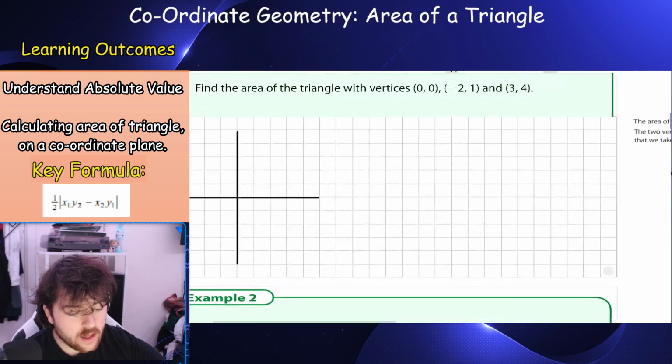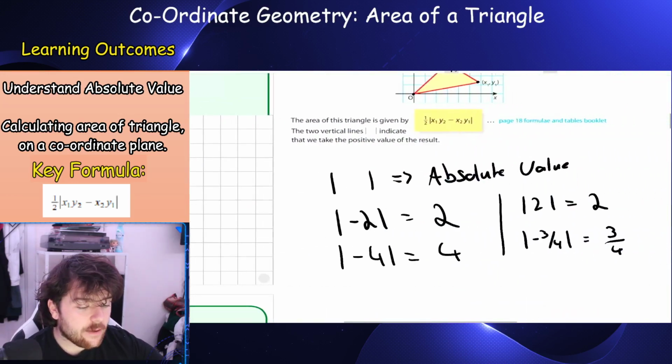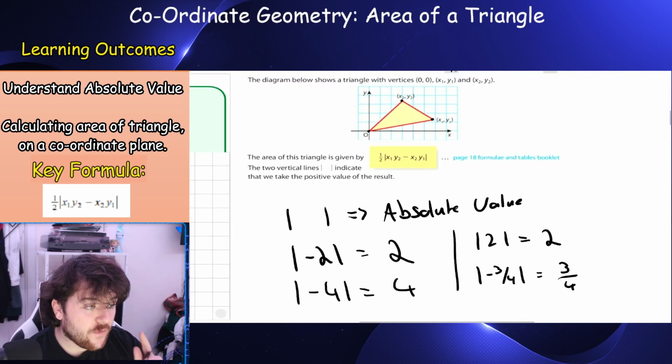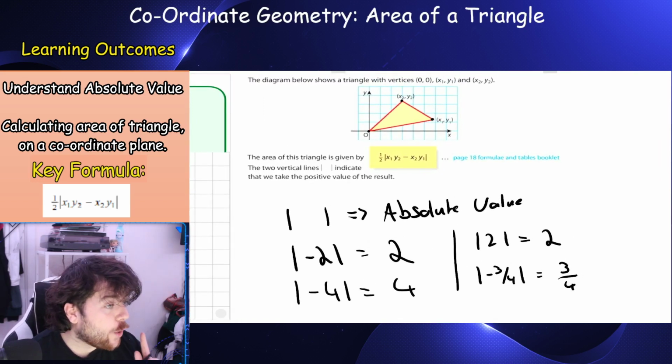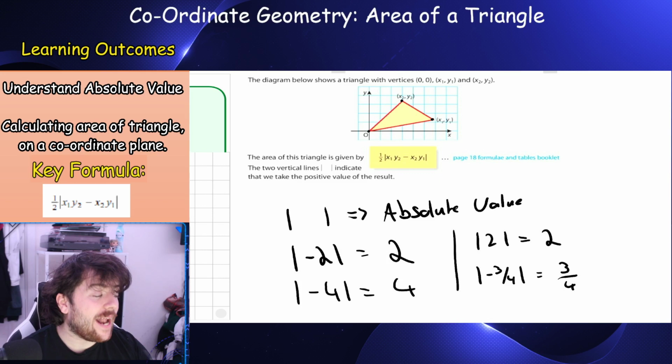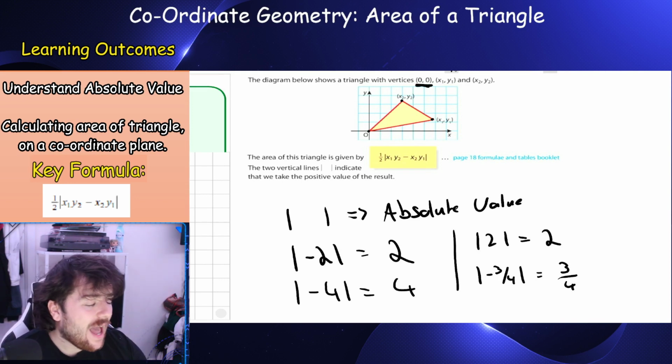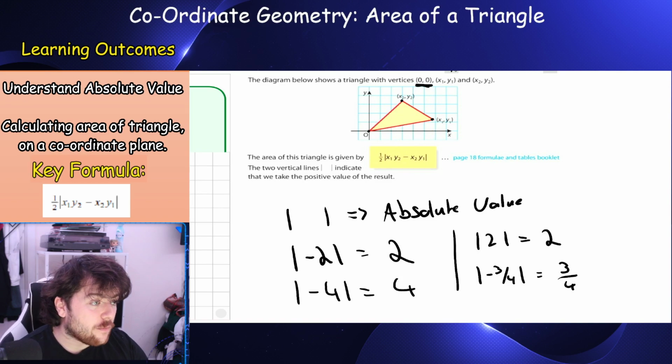So let's have a look at some examples first. Just to make a note first, this formula only works when one of the points is the origin, so (0, 0), and then I have two other points. I'm going to show you what we're going to do if we have a triangle where none of the points are at the origin.